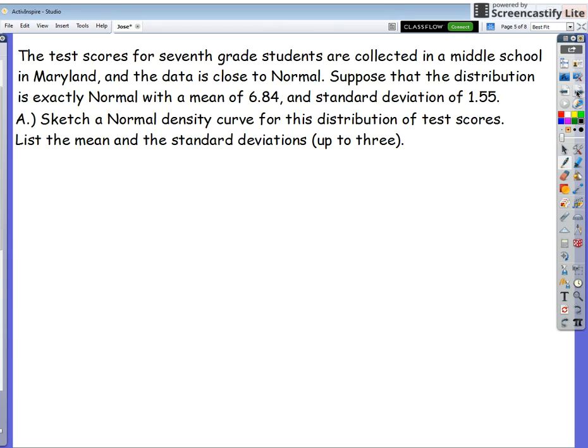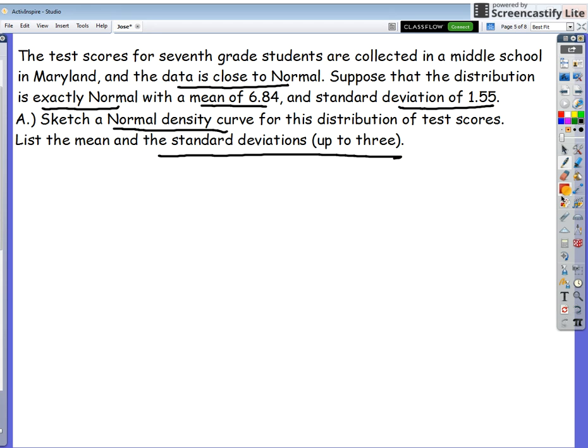Now we get the general aspects. Let's take a look at how we can apply this in real life. Here we're given the test scores for 7th grade students in a middle school in Maryland, and the data is close to normal. Suppose that the distribution is exactly normal, giving us a normal density curve with a mean of 6.84 and a standard deviation of 1.55. We're supposed to sketch a normal density curve with three standard deviations.